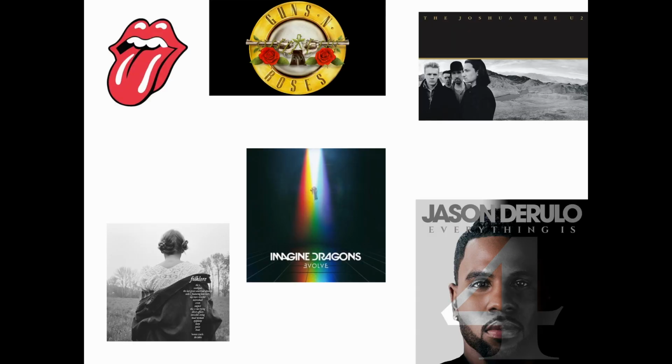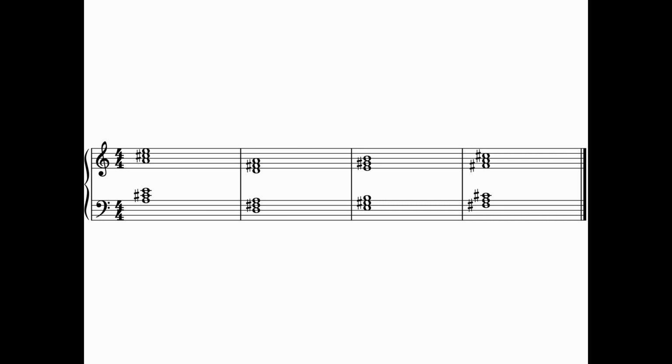The 1, 4, 5, and 6 chords are so popular in modern music that they've been used as the basis of entire songs by the Rolling Stones, Guns N' Roses, U2, Taylor Swift, Imagine Dragons, and Jason Derulo. In pop and rock music today, it's much more common to use the same 4 chords from the major key for both major and minor keys. If you were in A major, these chords would be A major, D major, E major, and F sharp minor.